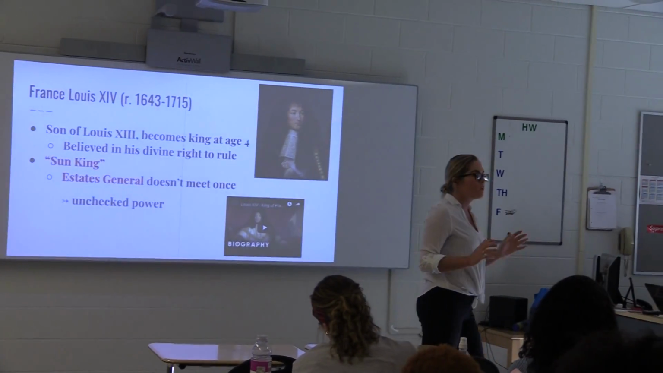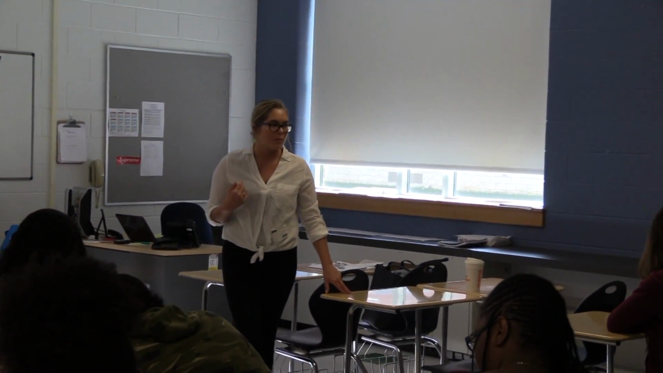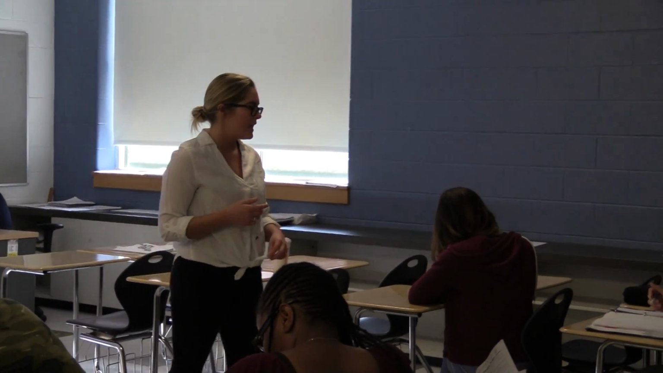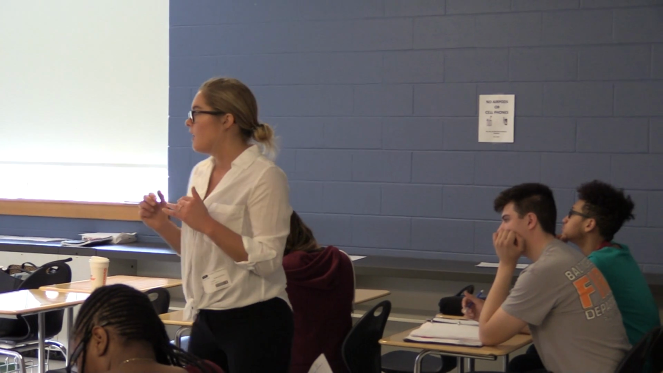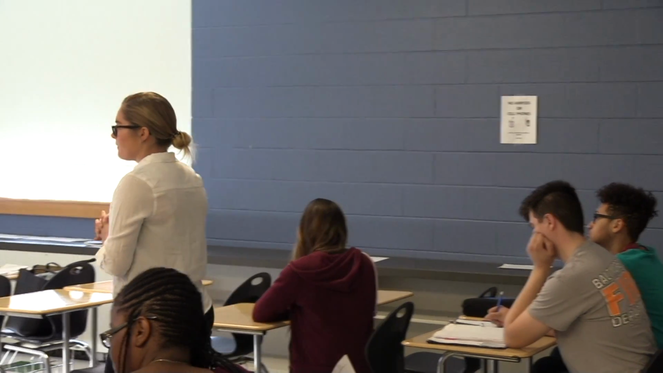He takes full and absolute power. Once his advisor passes, he crowns himself the leader. He is now in control of the government, when before he would have had an advisor working with him in the governmental system. And his Estates General does not meet once under his rule. Not once. He has nobody checking his powers.